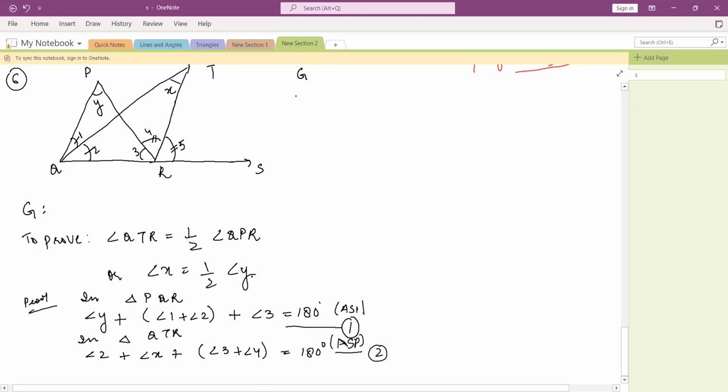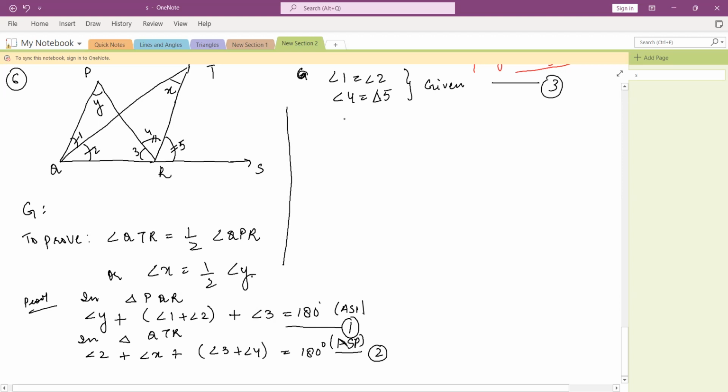Now few things are given to me. What is given? Angle 1 is equal to angle 2 is given. Angle 4 is equal to angle 5 is given. This much is given. I'm naming it 3. This information is 3. I'll use it somewhere.